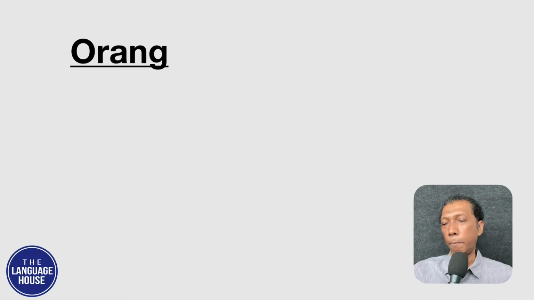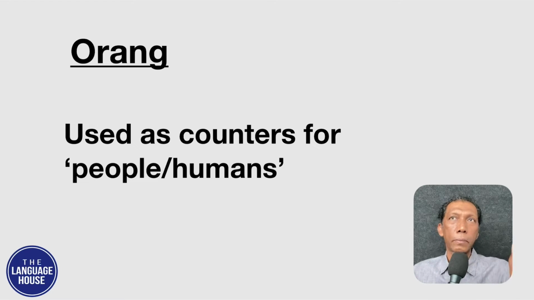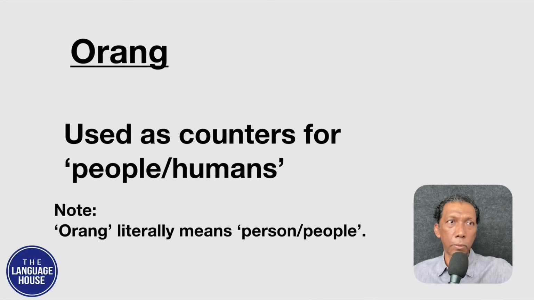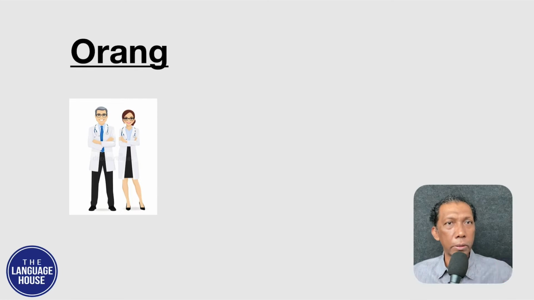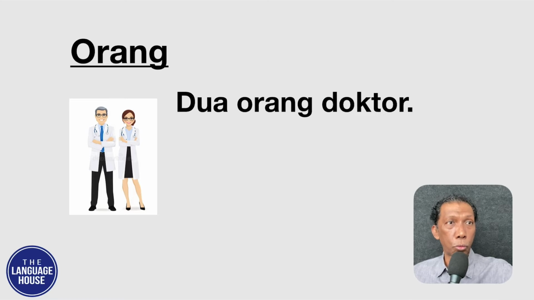The first classifier we will learn is orang. Now, orang is a counter used for people or humans. Orang literally means people, but as a counter, it is used for humans or people. Here we go. I'll give you an example, or more explanation on this. Now you see this: 2 doctors. All right, 2 doctors.